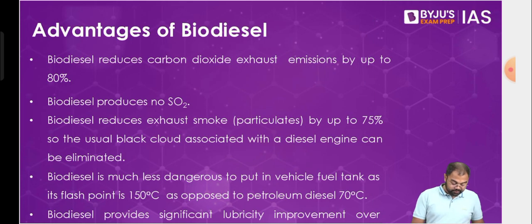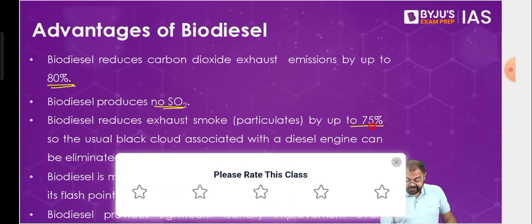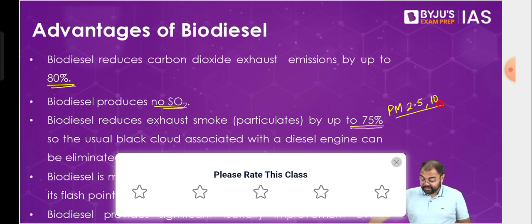So just try to understand some of the key points with regards to biodiesel and bioethanol. Carbon dioxide emission can be reduced by up to 80%. There is no sulfur dioxide being produced in the process. Then by up to 75%, we'll see that even PM 2.5 and PM 10 concentration will also decrease. So pollution wise, you can see that there are a lot of advantages that biodiesel holds for us. But it's not only about pollution, we also see that there are other advantages that we get out of this.